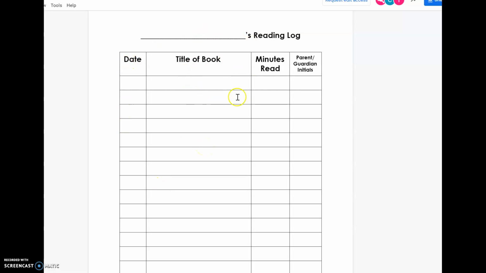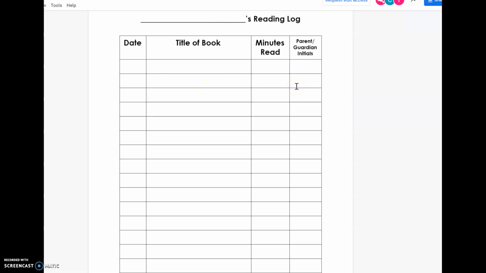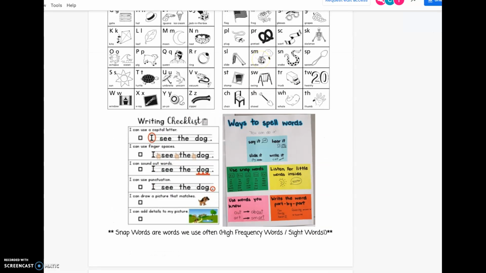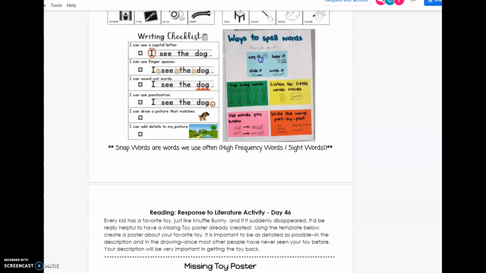You have to make a log with which book you read, how many minutes you read. You have to read for at least 15 minutes. Even if you're reading on Raz Kids, you can write the title of the book and the minutes you read with your parent's signature. And then you have some helpers here, some writing helpers, sight words.